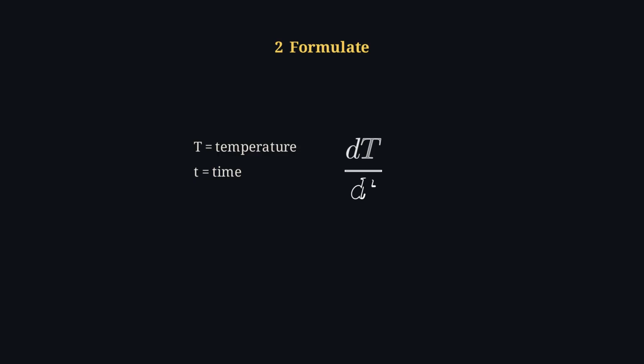Step 2, formulate. We need variables and an equation. Call the temperature T and time t. Now, the simplest guess anyone would make? The coffee just loses a fixed number of degrees every minute. Constant cooling. In symbols, the change in temperature per unit time is minus some constant K.